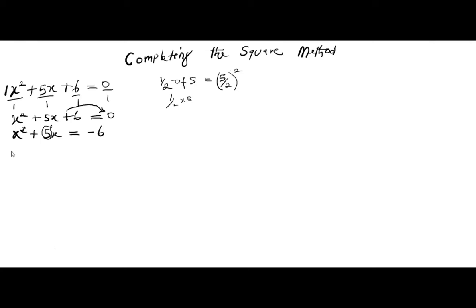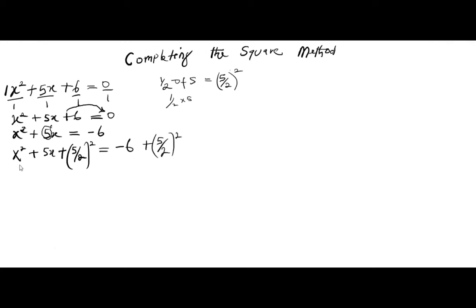So we have something like this: sorry, let me rewrite it again. So you have x squared plus 5x plus 5 over 2, square it and add it to both sides. So we have negative 6 plus 5 over 2, all in squared.